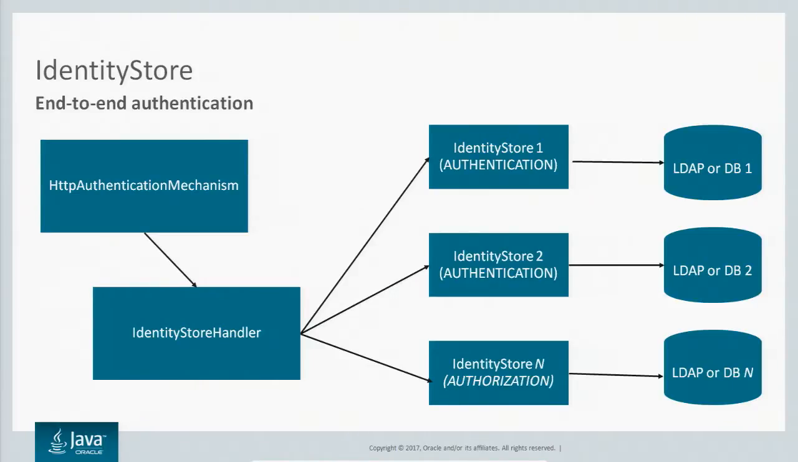So that's what it would look like if you had multiple identity stores and you invoke this through the HTTP authentication mechanism. The HTTP authentication mechanism will invoke the identity store handler, which will iterate over the configured identity stores. And each of those are pointing at some user store.